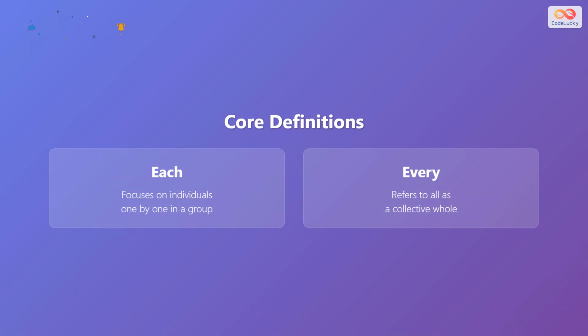Each focuses on individuals one by one in a group. It means you think about them separately. Every refers to all members as one collective whole. It treats the entire group together.